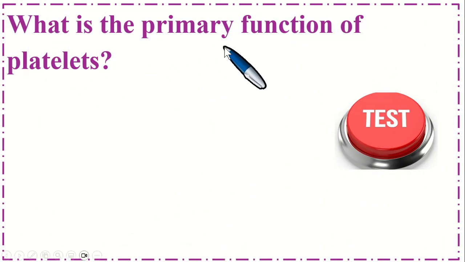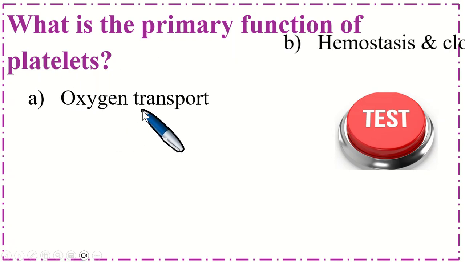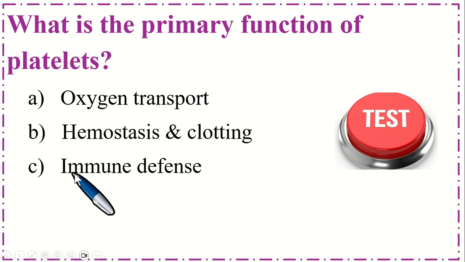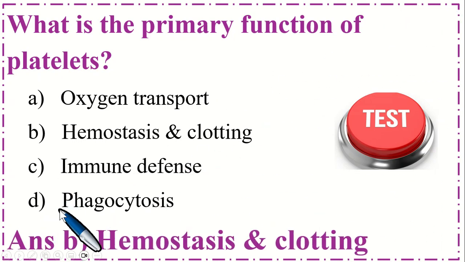What is the primary function of platelets? Option A, oxygen transport. B, hemostasis and clotting. C, immune defense. Option D, phagocytosis. So the correct option is B, hemostasis and clotting.